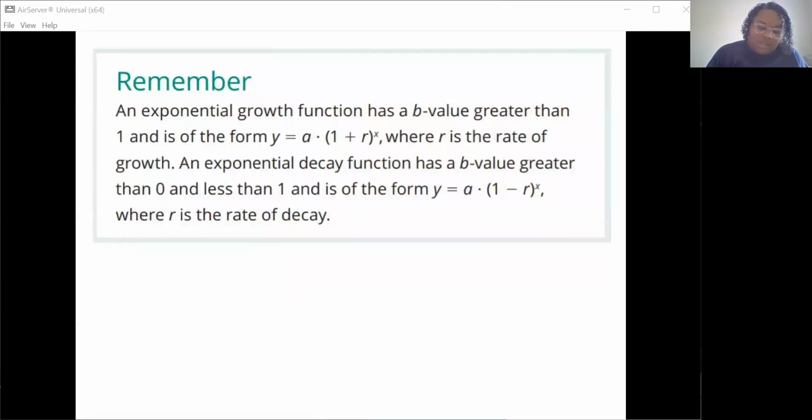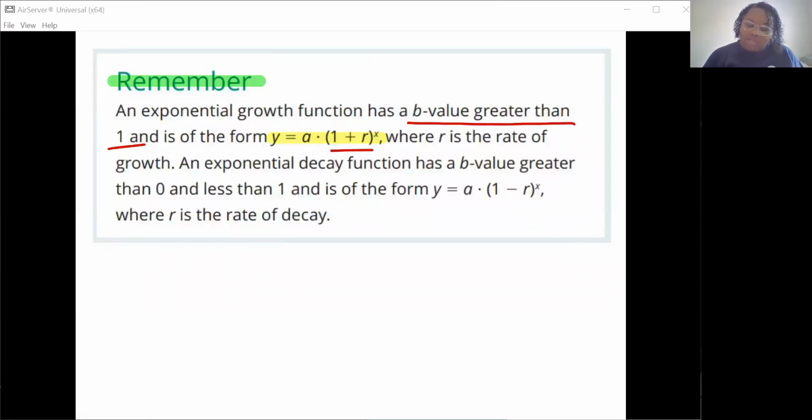So this is the key takeaway from this video. This is what you should definitely remember. For an exponential growth function, we are looking at equations of the form y equals a times the quantity 1 plus r to the power of x. Here r is our rate as a decimal, and we are adding 1 plus that rate. So in other words, my b value is going to be greater than 1. That is how we identify an exponential growth function.